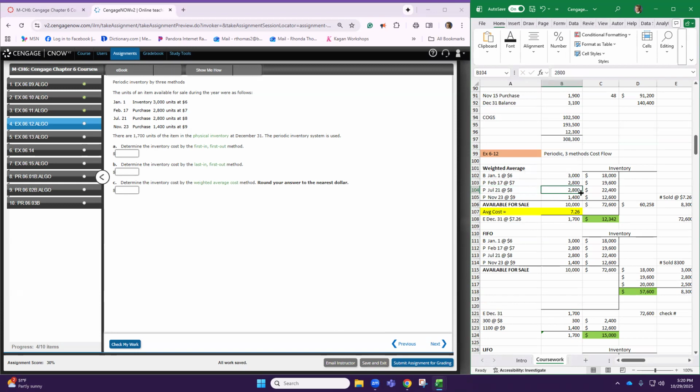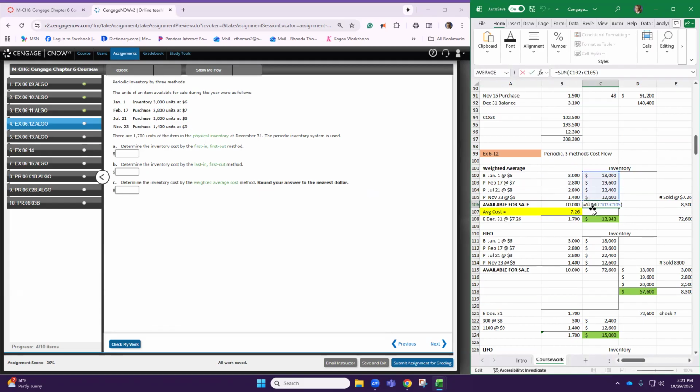And we have another 2,800 units, 2,800 units times $8. Okay, there it is. And then the final purchase was made at $9. There was only 1,400 of them, and 1,400 times 9. All right, so like I said, we're just getting ready here. Now, the next thing you do is calculate how many units we have altogether. Well, 3,000, 2,800, 2,800, and 1,400 is 10,000 units.